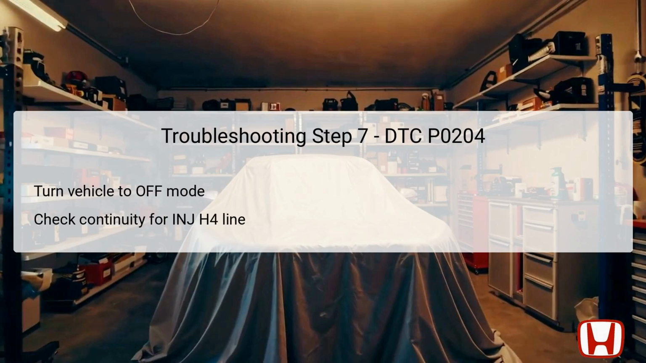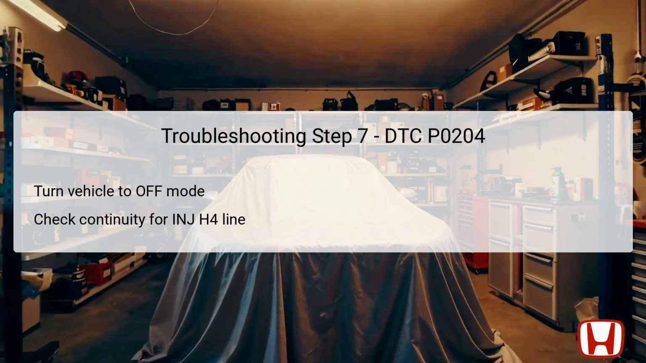In the seventh troubleshooting step, return the vehicle to the off lock mode after having conducted previous tests. This state is essential for safely checking continuity through the wiring. Next, using the appropriate test points, measure for continuity along the INJ H4 line. This wire connects the PCM connector's terminal to the number 4 injector and is critical for normal operation.